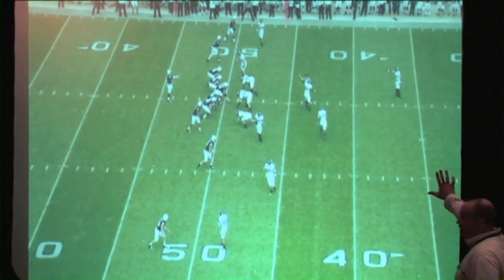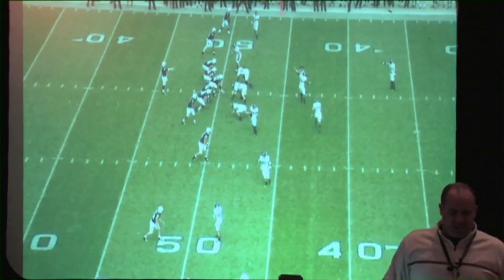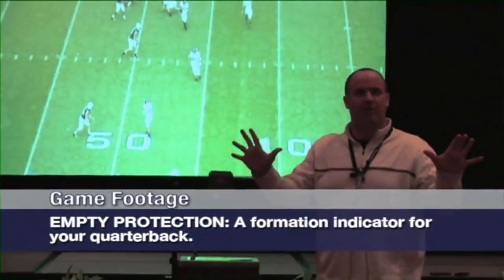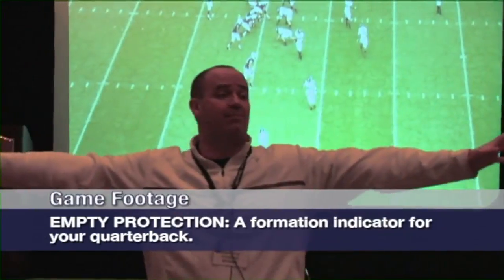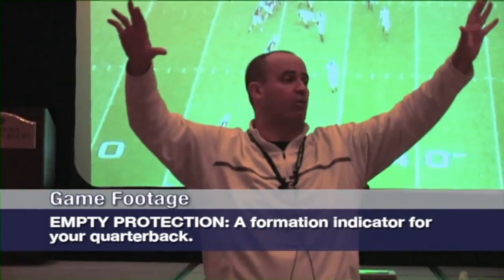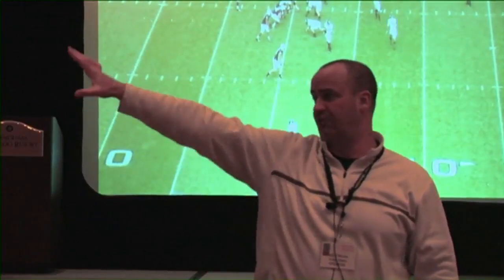Anyways, one of the things about empty that I love is that it's a formation indicator for your quarterback. What does that mean? You line up in empty, and everybody says, well, you spread them out so he knows where to look. It's not just that. It gives you a better view of what's going on, no question. But it's also where you put guys. In that last picture, Hernandez was a tight end out to the right. We had a running back out to the left, whatever it is.